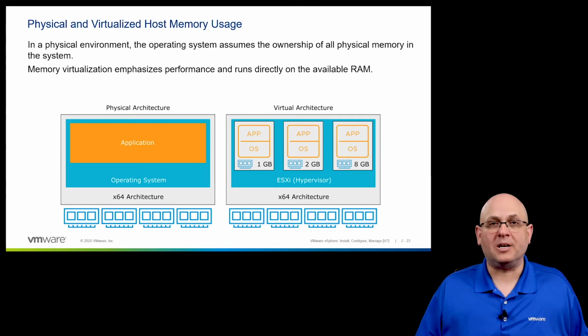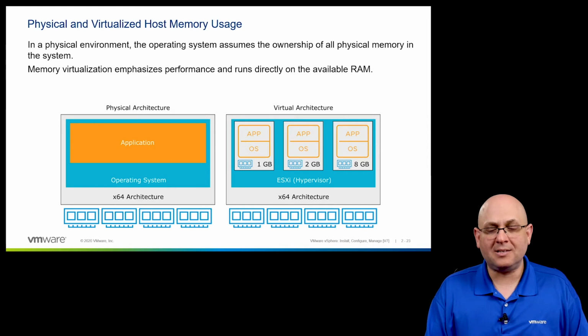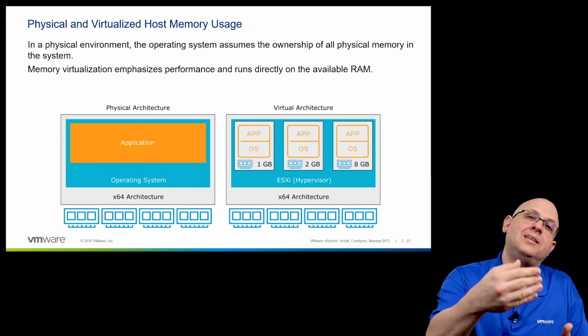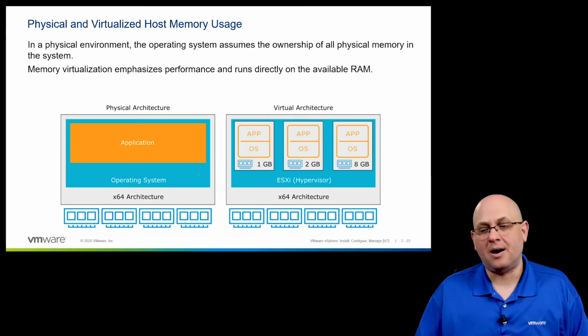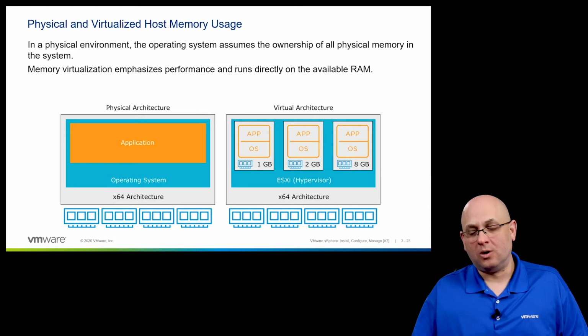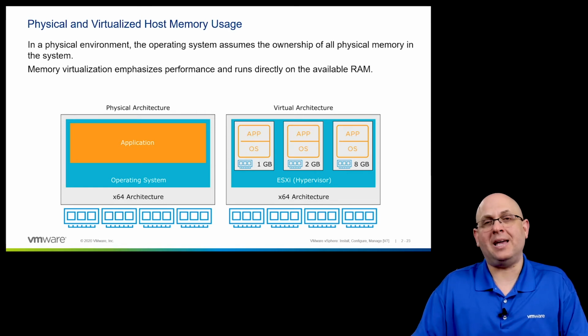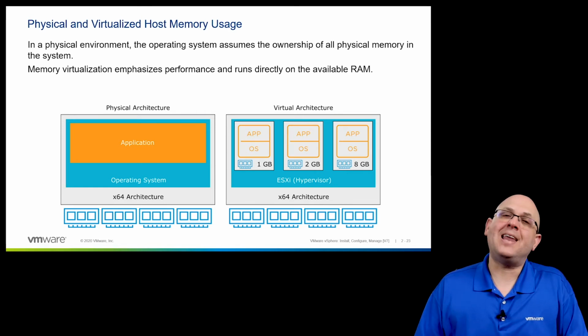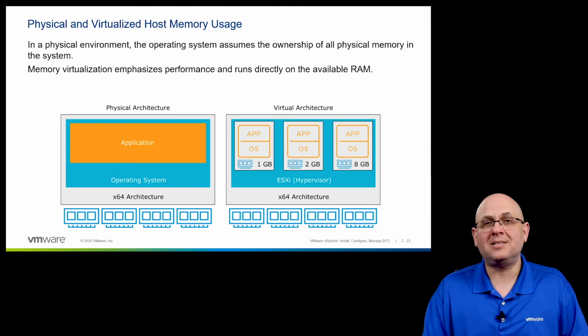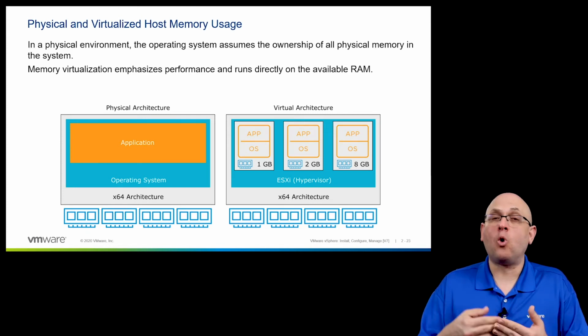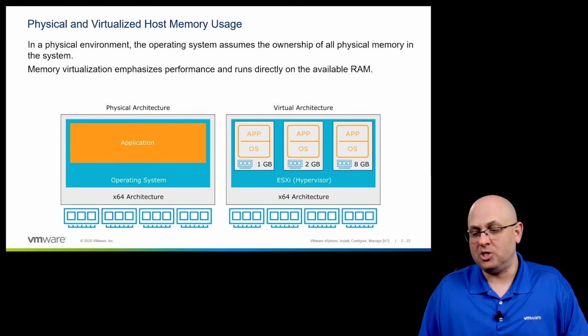And in the physical architecture, all of that memory is managed by the underlying operating system and then allocated to the applications that run within that operating system. In the virtual world, all of the memory of the ESXi host is managed by ESXi itself and then allocated to the virtual machines based on your configuration of each virtual machine.